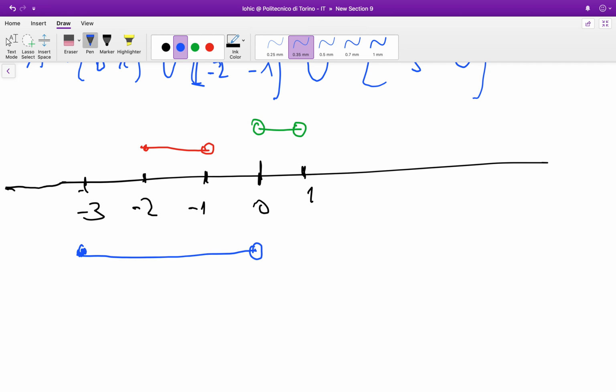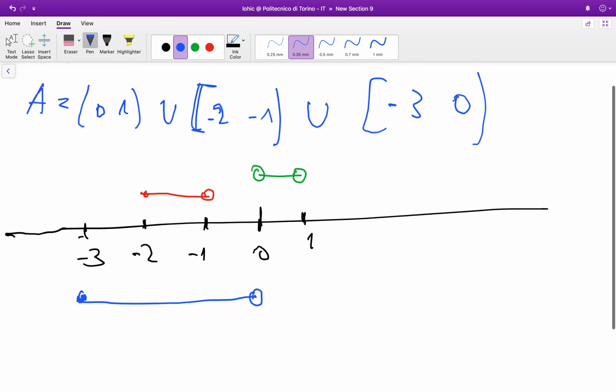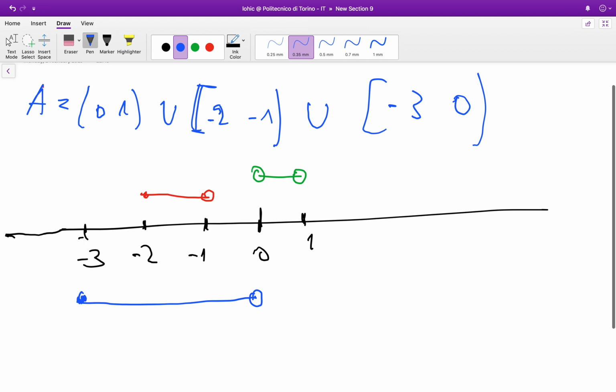I'll remind you what it means. The union means that something belongs to the union when it belongs to at least one of the intervals. Yes or not? The union means at least one. For example, does 0 belong to any of these intervals? 0 does not belong to the blue one, not to the green, not to the red. So 0 does not belong to the union. Yes or not?